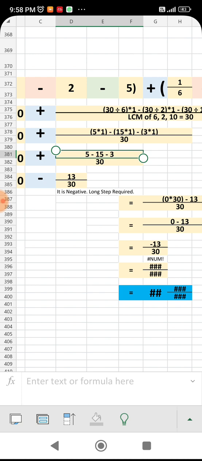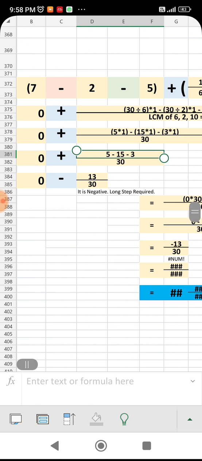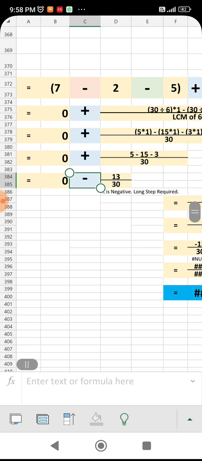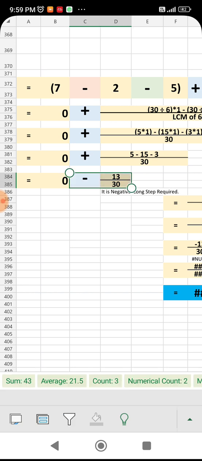Then 5 minus 18. It is not possible. So what do we have to do? We have to write that the plus sign will be changed into a minus sign. And this is the answer. Because it is 0, this is the final answer.